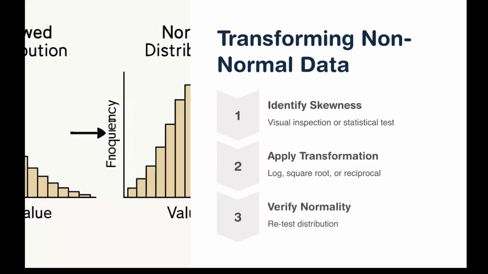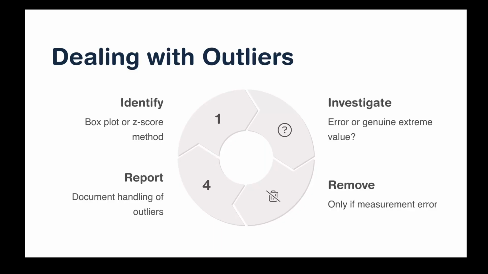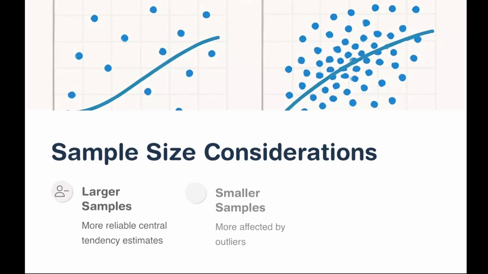To transform non-normal data, we need to identify the skewness with either visual inspection or statistical tests. We need to apply a transformation, logarithmic, square root, or reciprocal. Verify normality again after doing the transformation. When we have outliers, we need to identify them with a box plot or z-score method. We need to investigate whether it's an error or a genuine extreme value. We remove it only if there is a measurement error, and we need to document the handling of outliers.